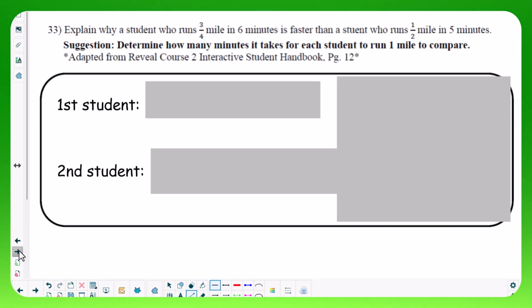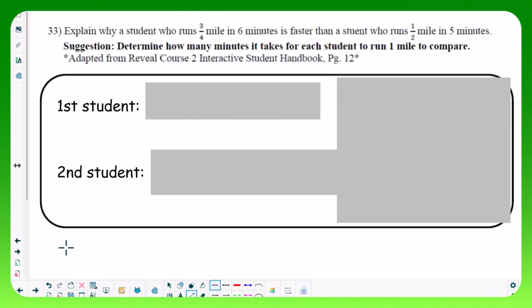All right, our last question. So this problem, and I have a suggestion here that's not actually in your notes, but it says, explain why a student who runs 3/4 of a mile in 6 minutes is faster than a student, sorry, it says student, not student, who runs half mile in 5 minutes. Looks like a mistake I haven't fixed from last year.